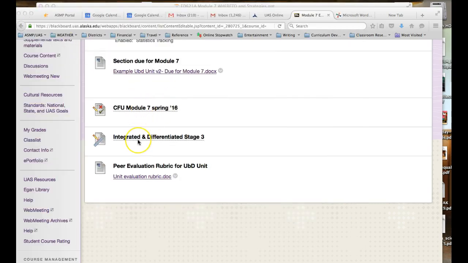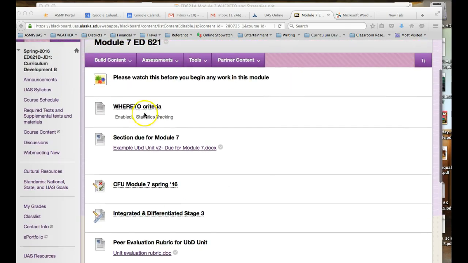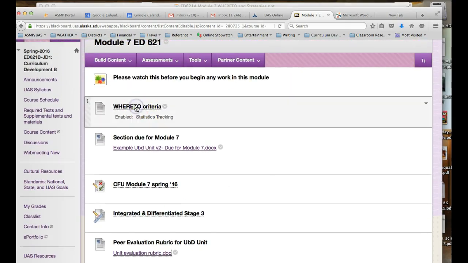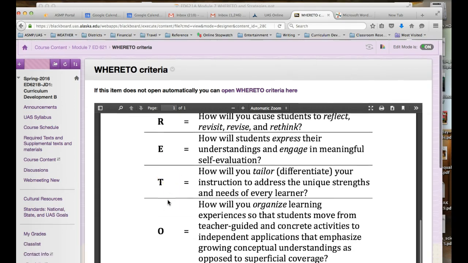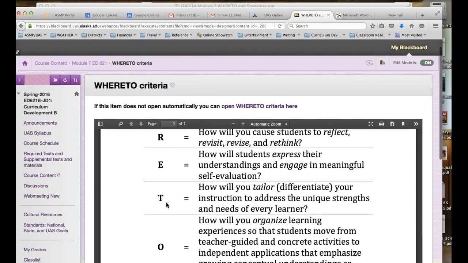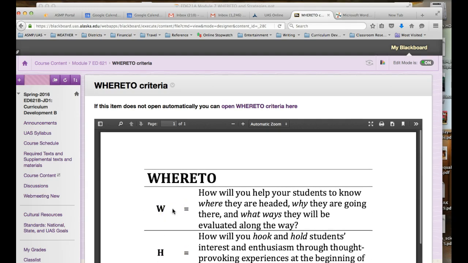There's your CFU integrated design. Here's your section due, with criteria, which is just a really nice elaboration of the criteria we just talked about. And if you would just check off for yourself that you've included all these elements in your unit design, that you make sure that all these are in your unit design. If you have any questions, let me know.